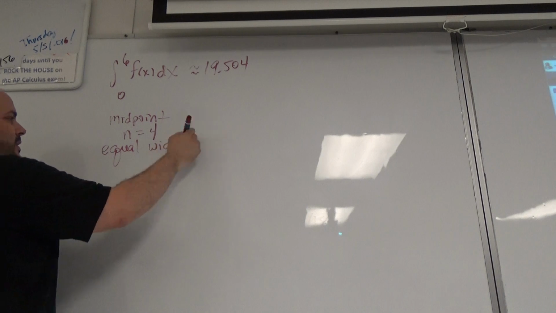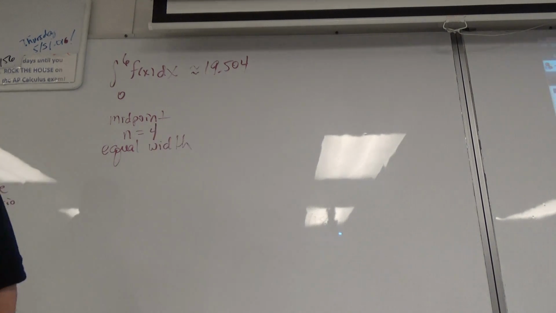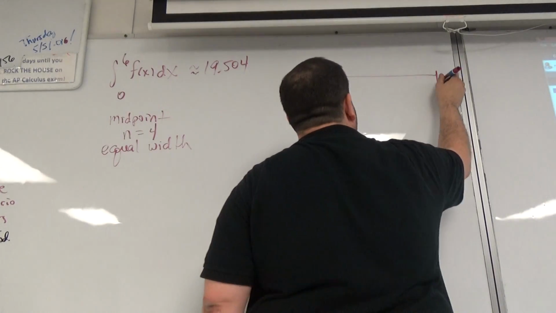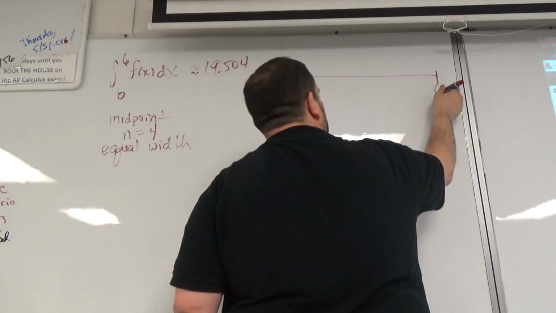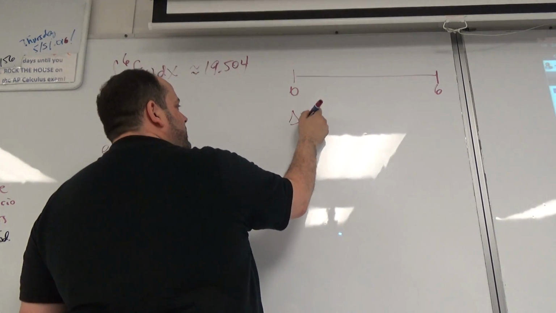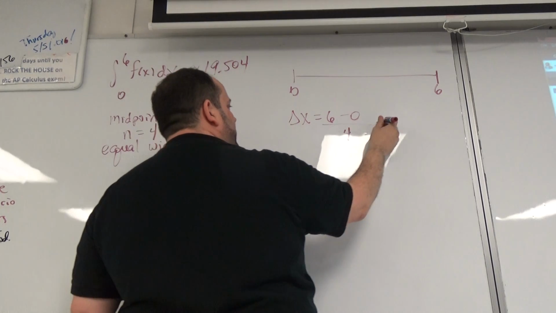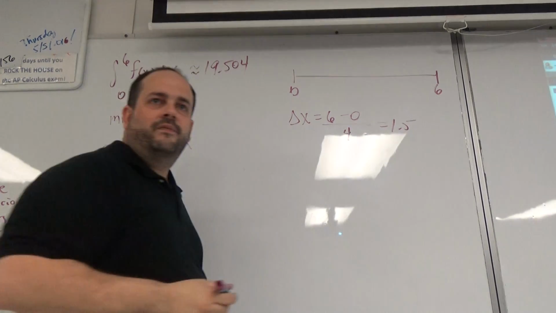And I will tell you, our friend George Riemann did not need equal width rectangles. We are not always going to have equal width rectangles. But if you're just thinking about your partition, I'm going to go from 0 to 6. I want to figure out the width. So I'm going to say 6 minus 0 divided by 4, 1.5.